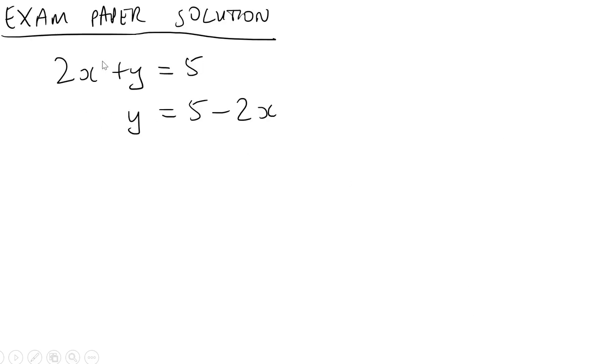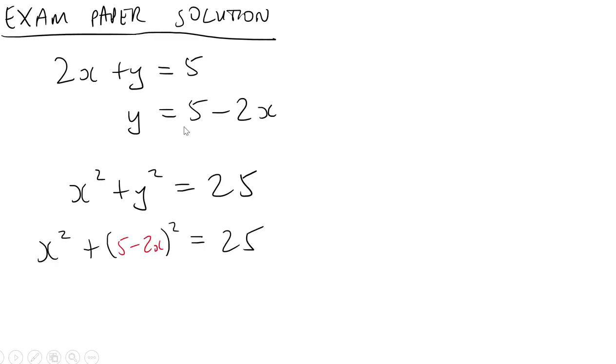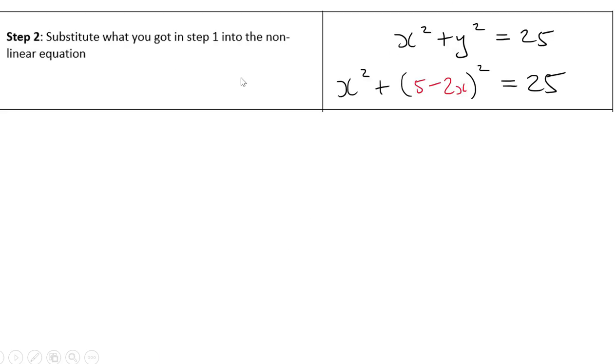Step number 3, exam paper solution. So you'll have x squared plus y squared is equal to 25. And then the translation that you got here, you just swap it in, 5 minus 2x instead of where y is. So that's step number 2 complete.